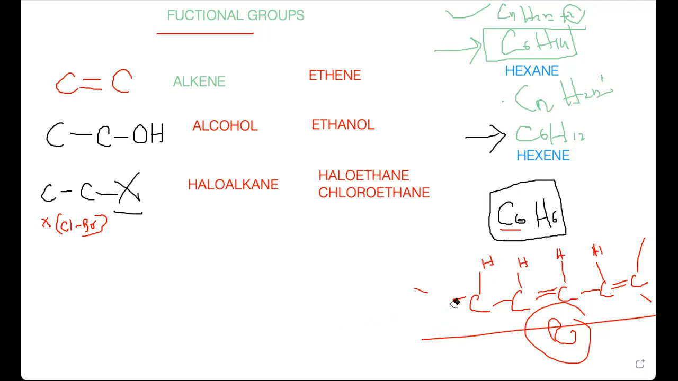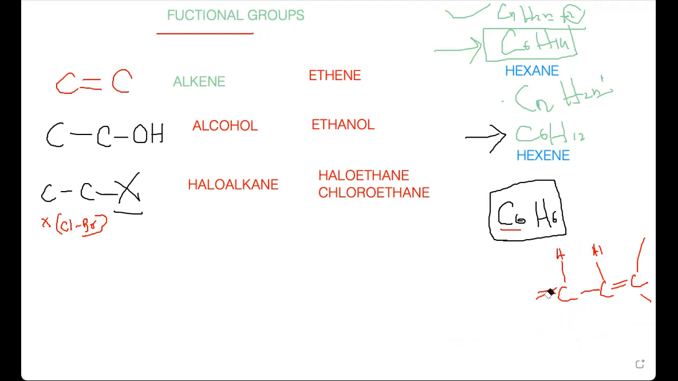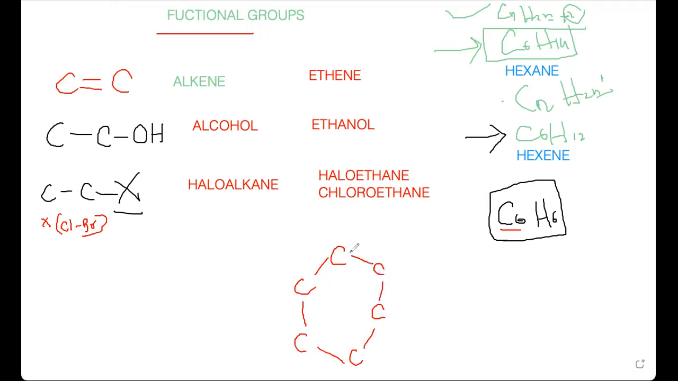So we can say the linear structure is not possible, but we just found that the formula is C6H6. This compound exists. So we have to work out its structure. So what we did, we just converted it into a ring structure. See, this is a carbon joining another carbon, joining another carbon, joining another carbon, joining another carbon, 1, 2, 3, 4, 5, 6, joining another carbon.